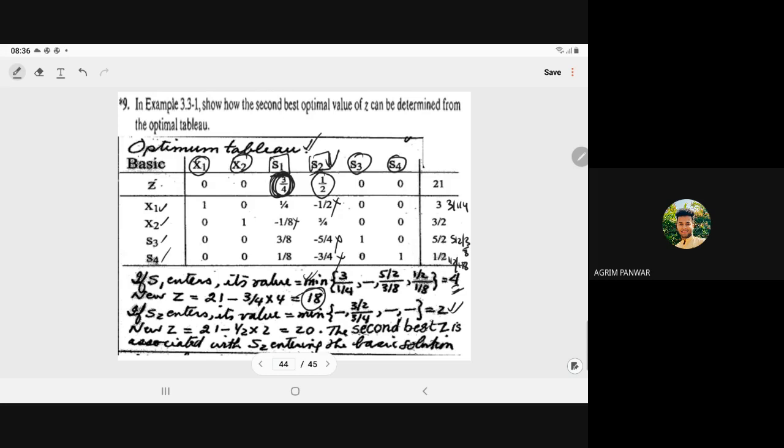So the change will be not 2, I think, yes, 2. So delta z will become half into 2, that is 1. So it will be 21 minus 1, that is 20. So the second best will be 20, the second best from 21 is 20. So it means in the previous table, S2 is the basic variable. So from the optimal table, you can generate the immediate preceding table.